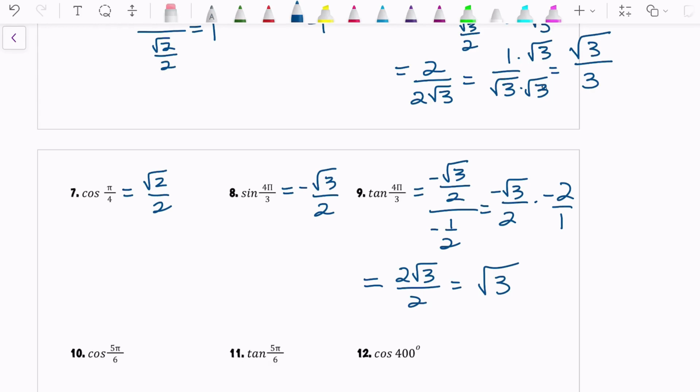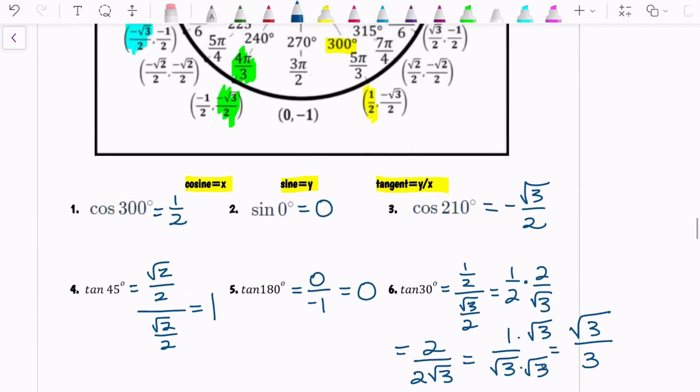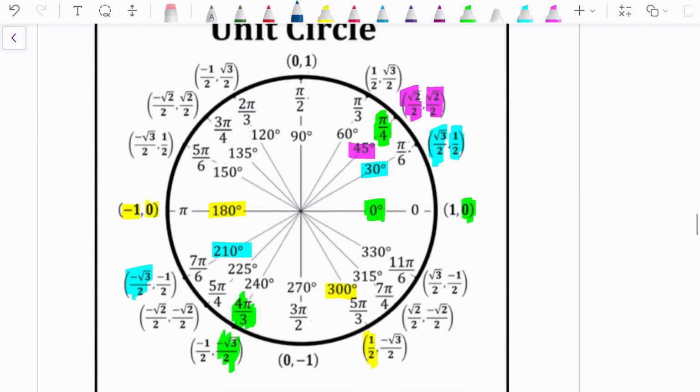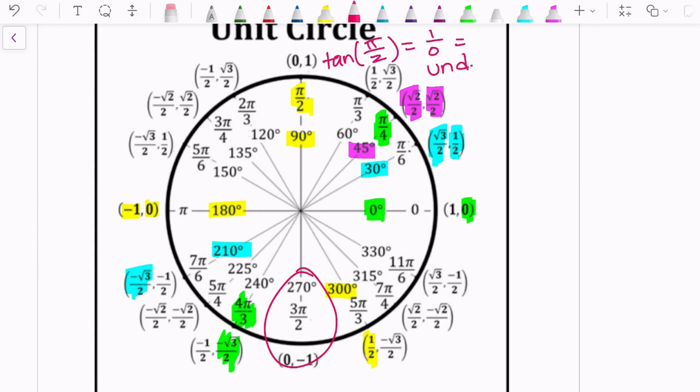All right, the only other ones I want to point out quickly following these steps would be when you have an undefined value, and that would be your tangent at 90 and 270. At 90 degrees, or pi/2, same thing, it's just in radians, the tangent of pi/2 is going to be 1/0, which is undefined. And that's the same thing down here. You'd be dividing by 0. So that can happen on the unit circle.